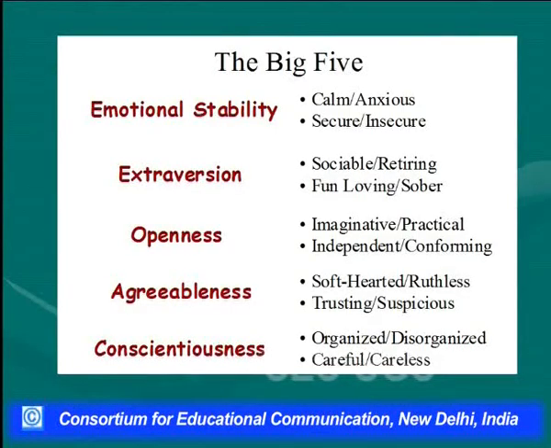Now the first of the Big 5 is emotional stability. Emotional stability comes from being calm, anxious, secure and insecure. Whereas for extroversion, we talk about sociable, retiring, fun-loving, sober. For openness, we talk about imaginative or practical and independent or conforming. Agreeableness talks about soft-hearted, ruthless, trusting, suspicious. And when we have conscientious people, we are either organized or unorganized, careful or careless. So these are the antonyms present when we talk about the Big 5 factors.